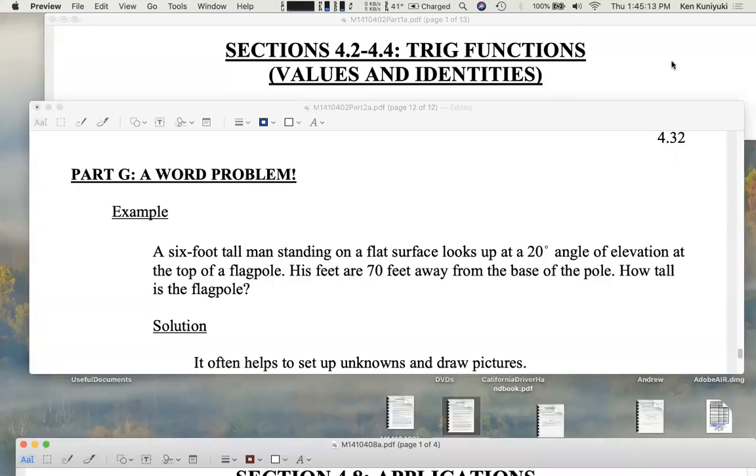Hi, everyone. Let's do a word problem. We're still in the 4.2 to 4.4 block. This is the last part there, Part G, a word problem.